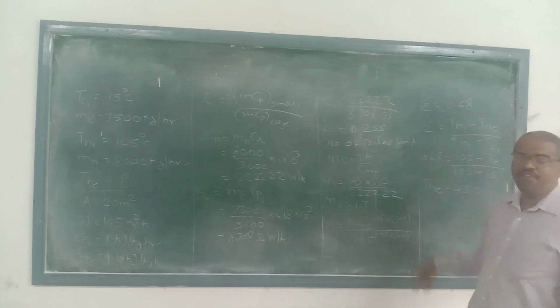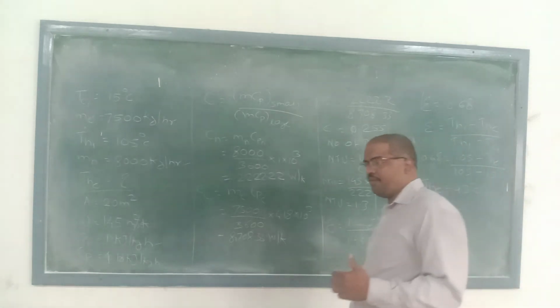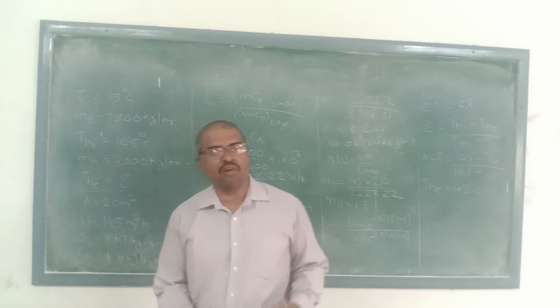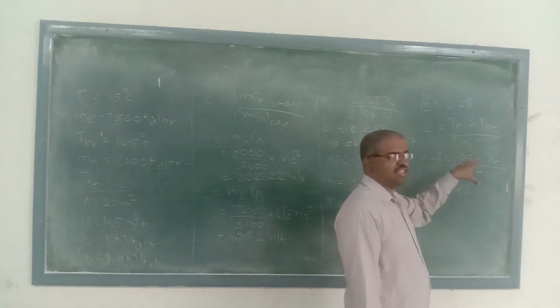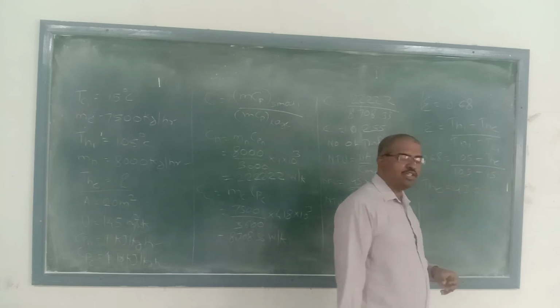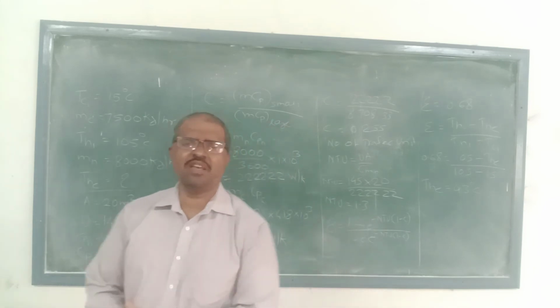Next, the effectiveness formula is (THI minus THE) upon (THI minus TCI). In this, THI they have given, TCI they have given, and we have to calculate THE, the temperature of the air which is coming out of the heat exchanger. After substituting the terms, we are getting the temperature of 43 degrees Celsius. So this is a very simple numerical.